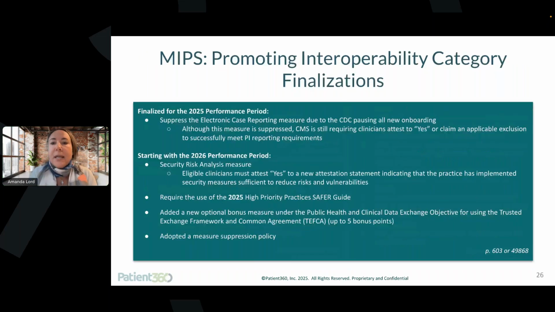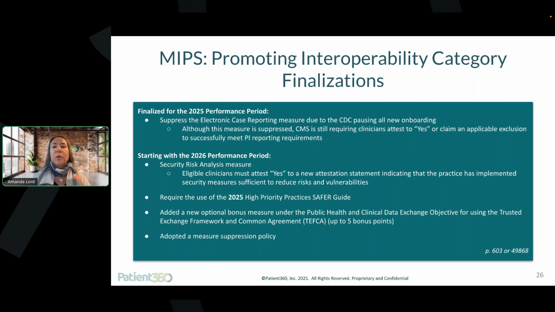Okay, for the PI category, the previously finalized suppression of the electronic case reporting measure for 2025 did receive support. Commenters pointed out that the CDC had paused onboarding new participants, which made it impossible for many clinicians to beat the measure, creating a penalty scenario that was completely outside of their control. This situation was frequently cited as an example of why CMS needed a broader suppression policy.